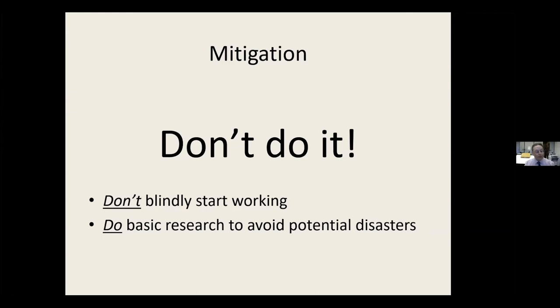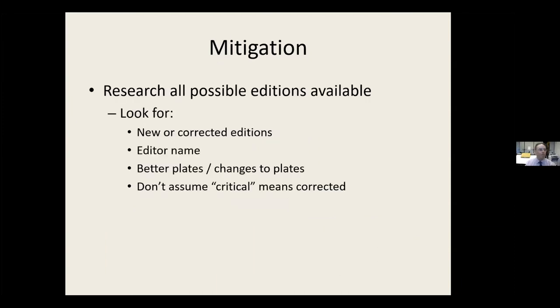When it comes to some of the older editions of music, finding a replacement may be better than proofreading. So, how could my friend have mitigated this problem? Well, research all the possible editions that are out there, look for things that are new or corrected. An editor's name is usually a tip-off that it's been worked on. Look for some better plates.